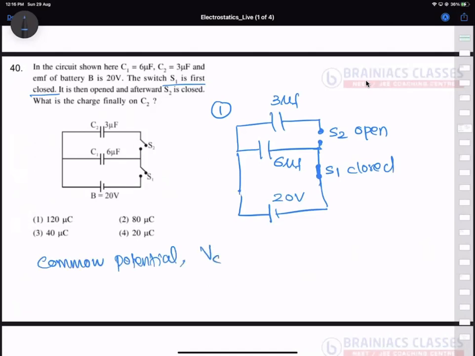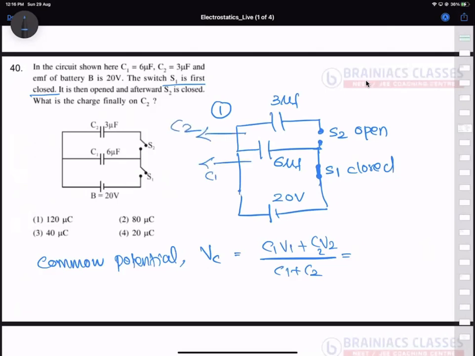Common potential, normally I call it VC, equal to the simple formula (C1 V1 plus C2 V2) whole divided by (C1 plus C2). I have definitely taken this formula in the class; you might be remembering it. C1 is the first capacitor, with voltage V1. C2 is the second capacitor, with voltage V2. So this is our C1 and this is our C2.